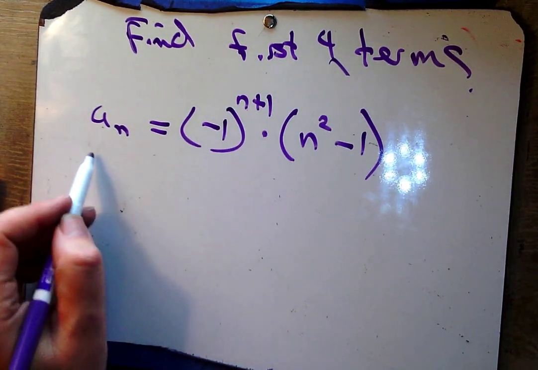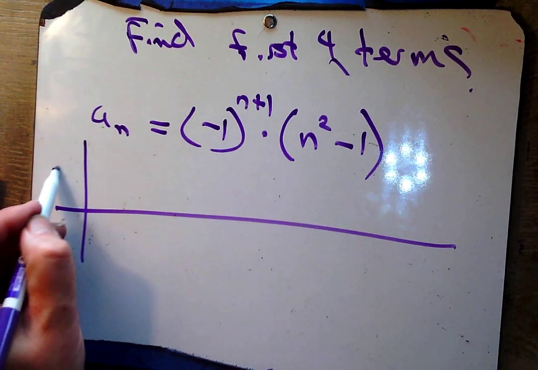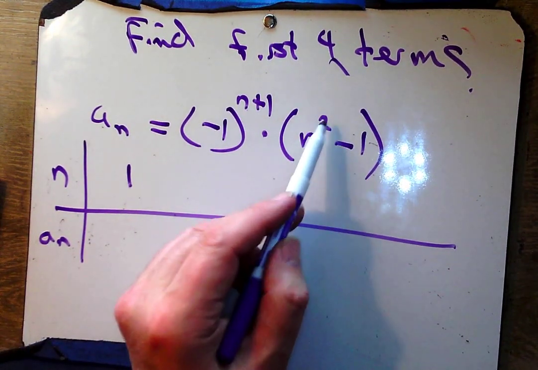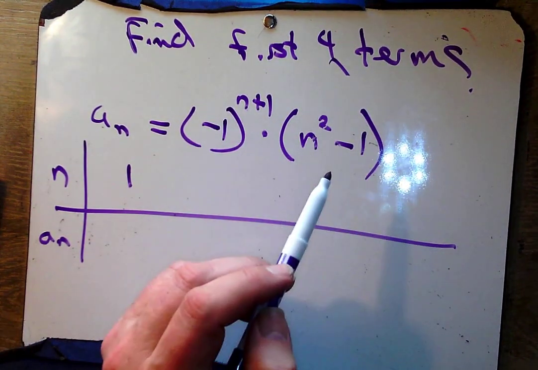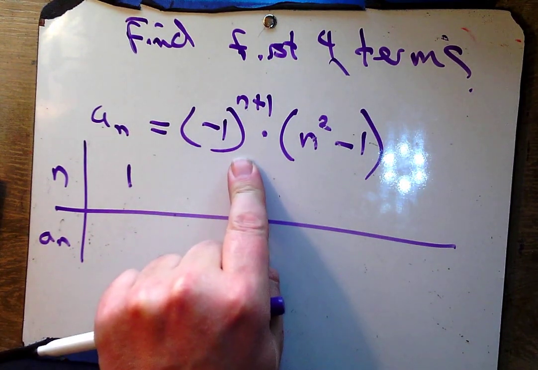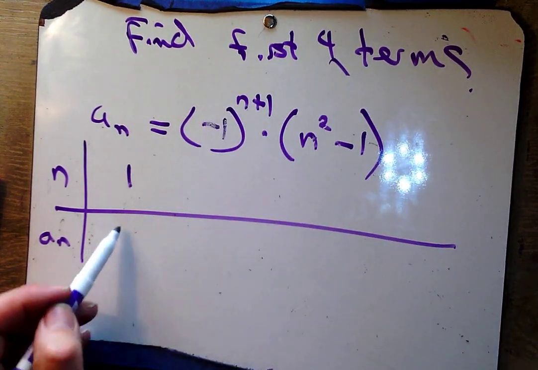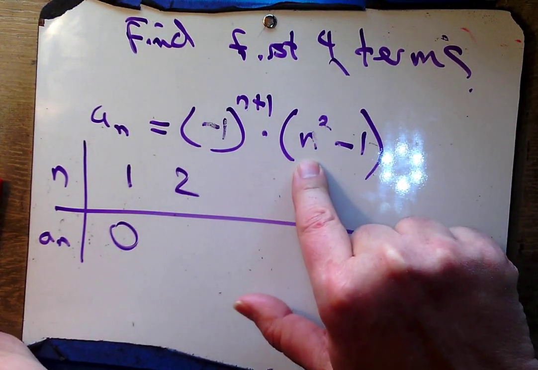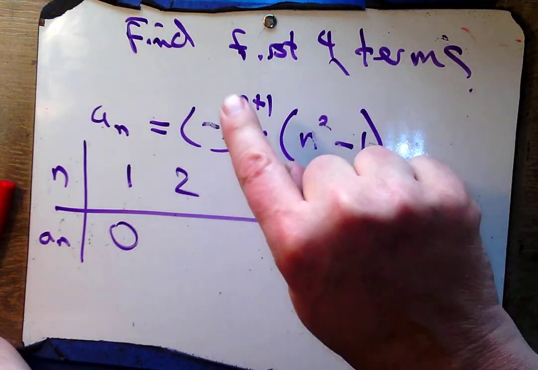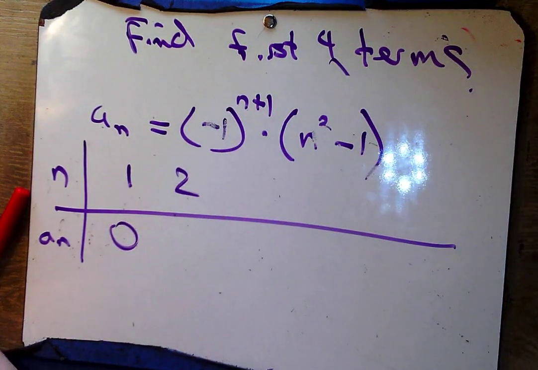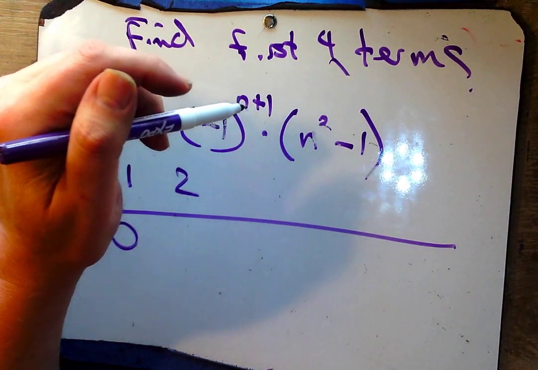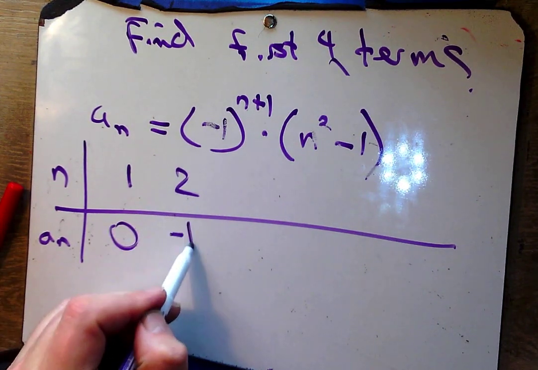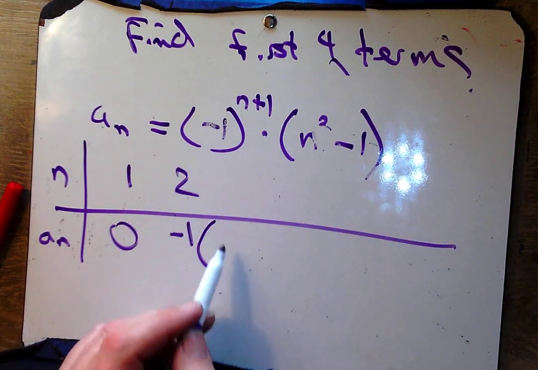Okay, so a sub n. When I plug in a 1 for n, 1 times 1, 1 minus 1 is 0. I don't care what's here, because anything times 0 is going to be 0. But if I plug a 2 in, 2 squared is 4, 4 minus 1 is 3. And if I plug a 2 in here, 2 plus 1 is 3. -1 to the third, -1 times -1 times -1, that's going to be -1 times 3, right?